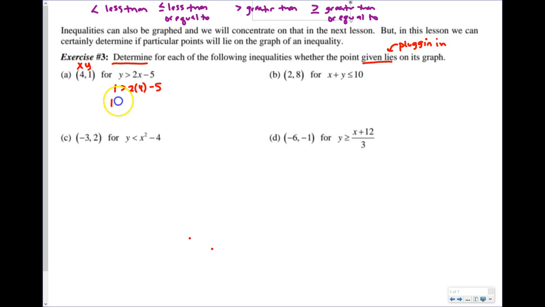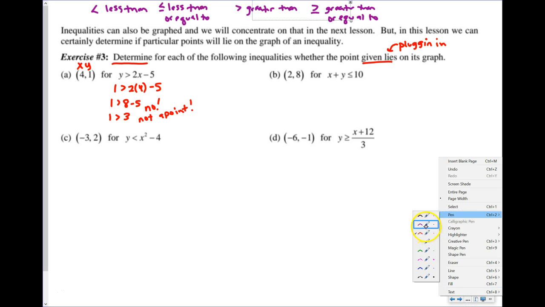Now I'm going to simplify. On the left I keep my 1. On the right, 2 times 4 is 8. And 8 minus 5 is 3. Now you have to ask yourself, is 1 greater than 3? No. 1 is not greater than 3. So this is not a point on the graph. Okay? That's not true.